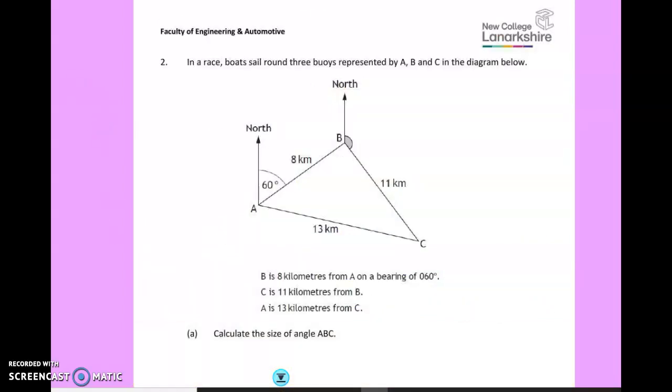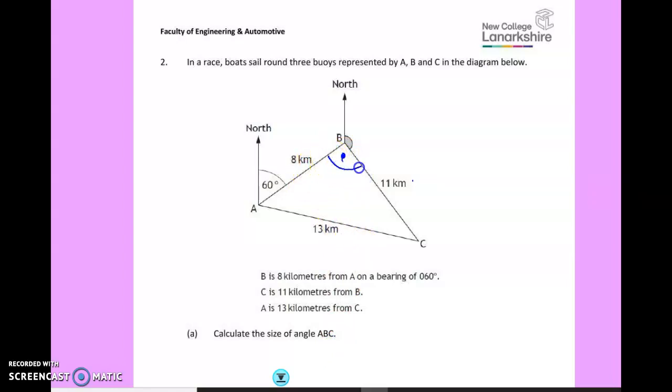Number 2. In a race, boats sail round 3 buoys represented by A, B and C in the diagram below. B is 8 kilometres from A on a bearing of 60 degrees. That's already drawn in. Brilliant. C is 11 kilometres from B and A is 13 kilometres from C. Calculate the size of angle ABC. So that's at this angle here.